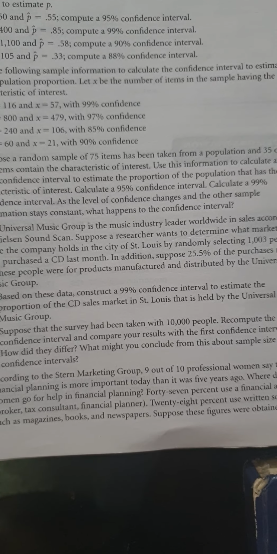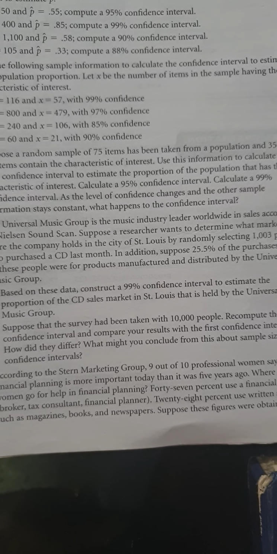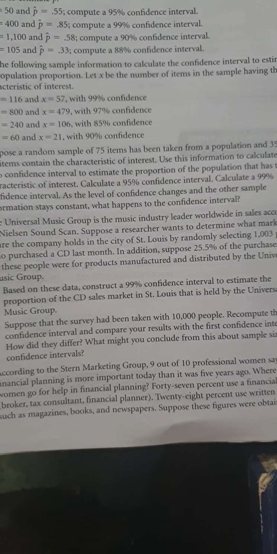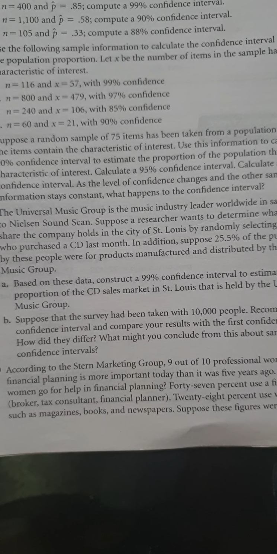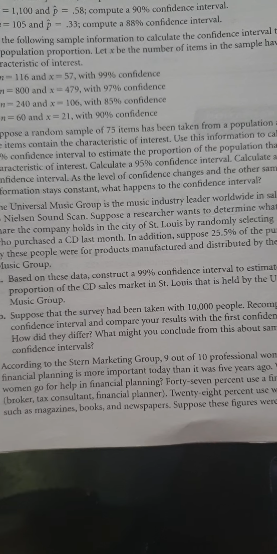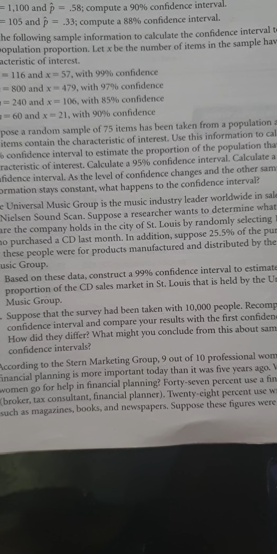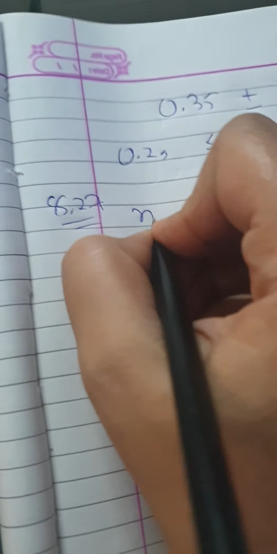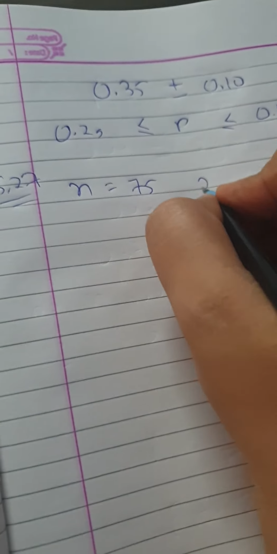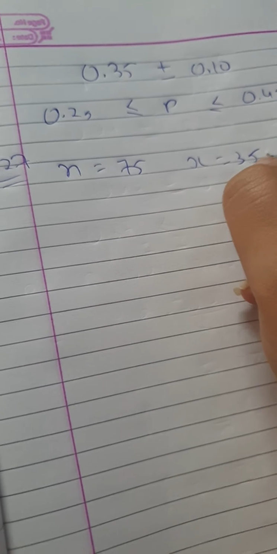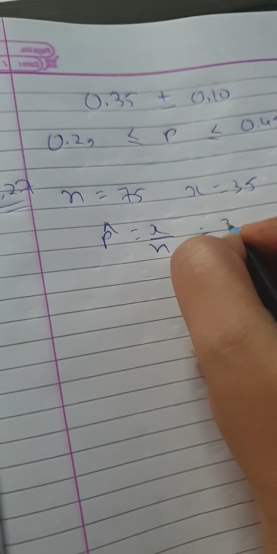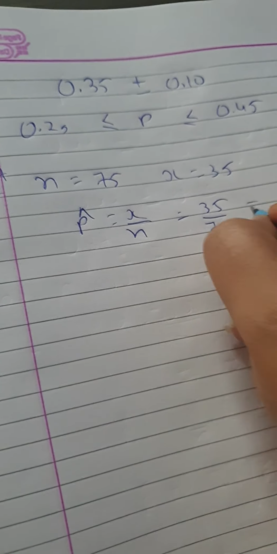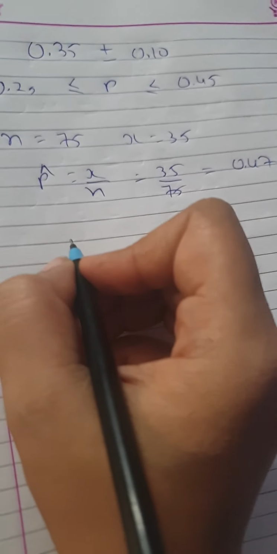So you have to calculate here three different confidence intervals, right? First 90%, second 95%, and third 99%. So here n equals 75, x is 35, right? Then firstly P cap equals x upon n, so 35 upon 75, so that is 0.47.